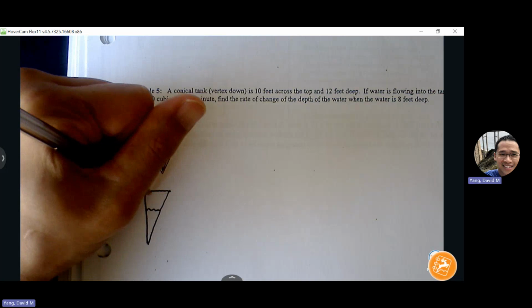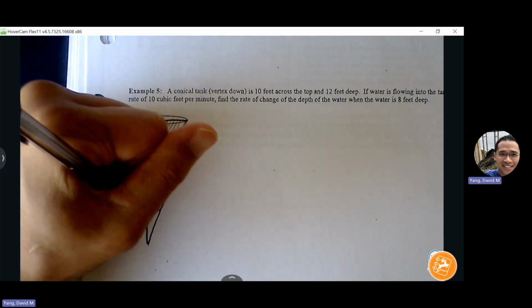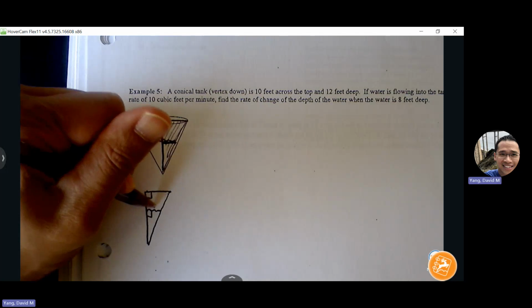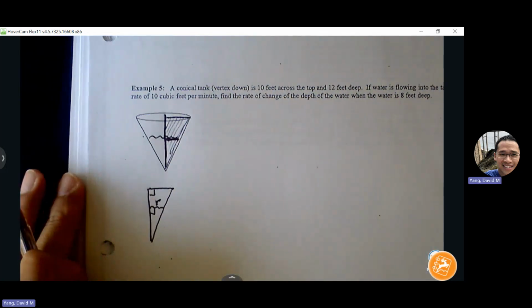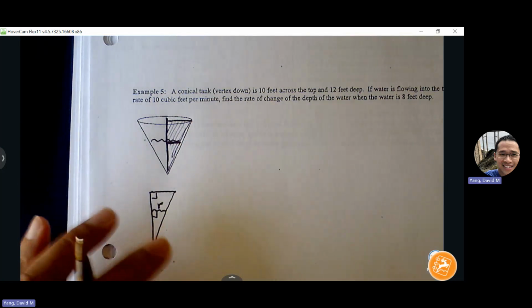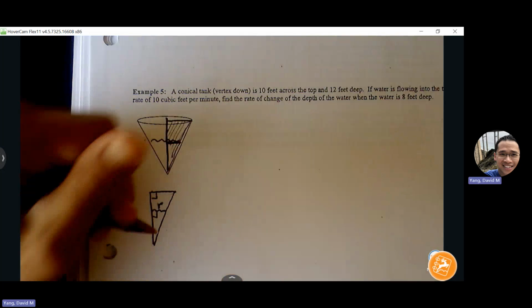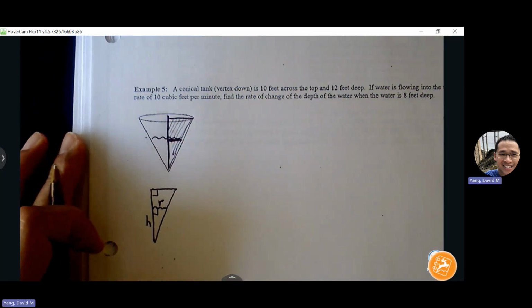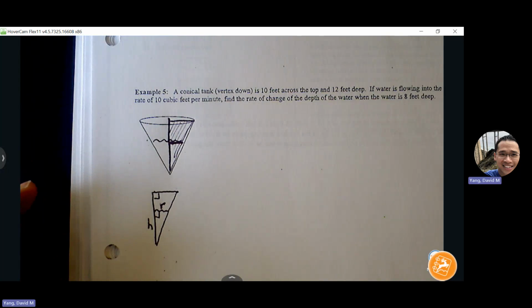Now, you see that there's a triangle within a triangle, a right triangle within the right triangle here. There is the radius, the ever-changing radius of the water level of the cone. That's the inside cone, which is the water level. And then there's also an ever-changing height of the water level inside the cone or inside the container.